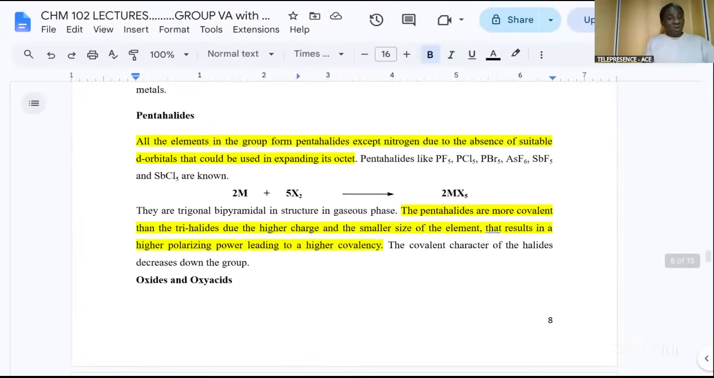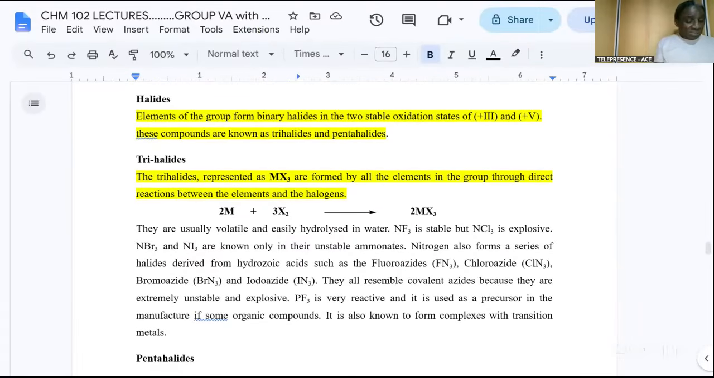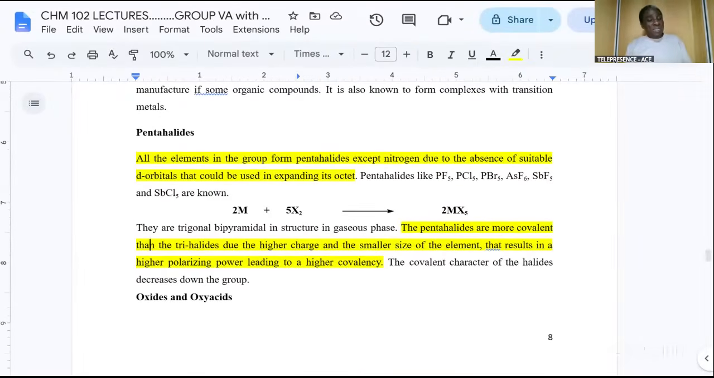We told you they can form compounds with halides in the +3 and in the +5 state. Now, the pentahalides, all the elements in the group would form pentahalides, except for what? Nitrogen. When you are forming compounds using a higher coordination number, the smallest member of the group that cannot expand its octet will not partake in it. Pentahalides like PF5, PCl5, PBr5, AsF5, SbF5, and SbCl5 are all known.